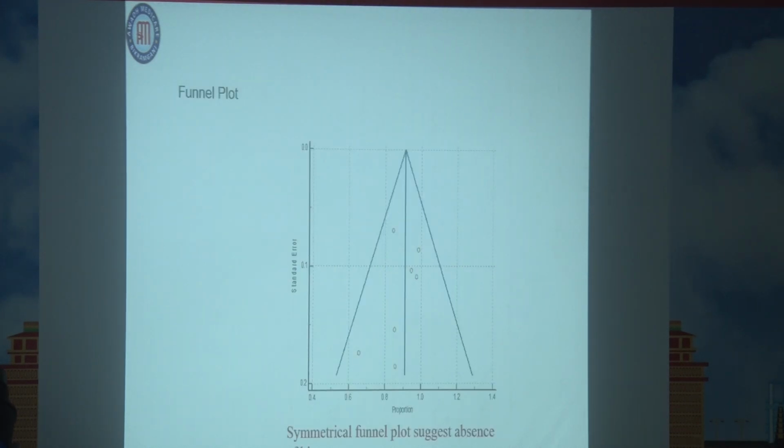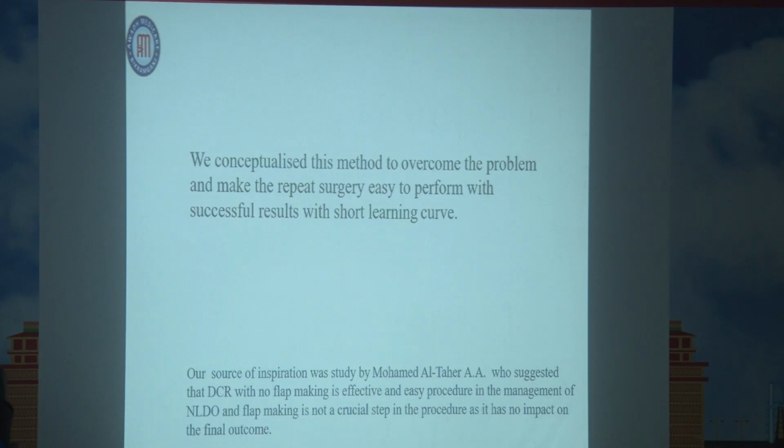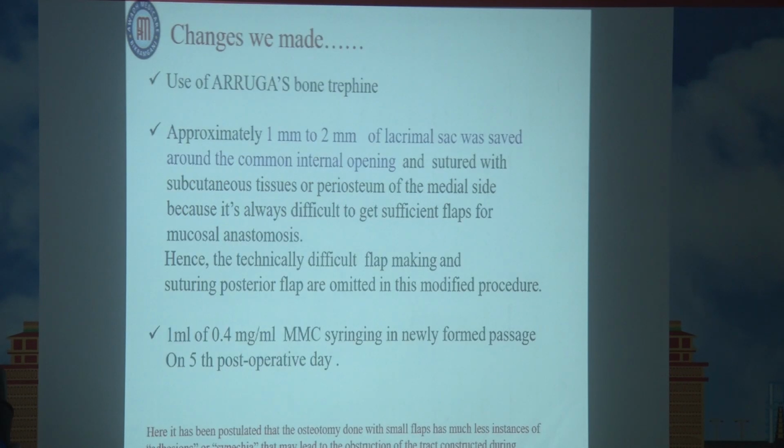And this is the funnel plot, and a symmetrical plot suggests absence of bias. We conceptualized this method to overcome the problem and make repeat DCR surgery easy to perform with successful results and a short learning curve. The changes we made are the use of Aruga's bone trephine, shaving approximately 1 mm to 2 mm of the lacrimal sac around the common internal opening, and syringing 1 ml of 0.4 milligram per ml mitomycin in the newly formed passes on the 5th post-operative day.